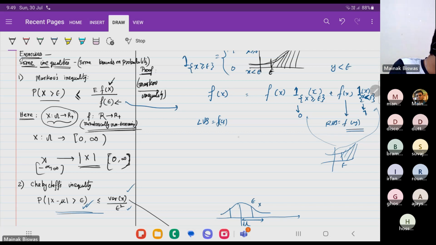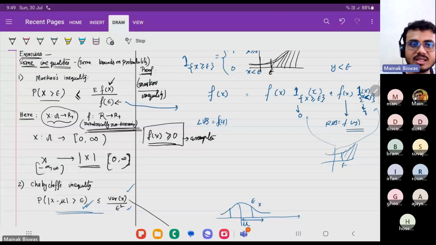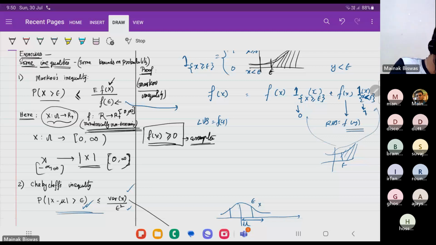Now tell me. Since I have said it's a monotonically non-decreasing function, which is mapping from R to R plus, f of x is always greater than zero. I have assumed this. The important assumption is it's mapping from minus infinity to infinity to zero to infinity. R plus is between zero and infinity. So f of x will be greater than zero. Yes or no? I hope this is clear. If this is true, can I lower bound this by zero? Can I do this? This term will be greater than zero or not?